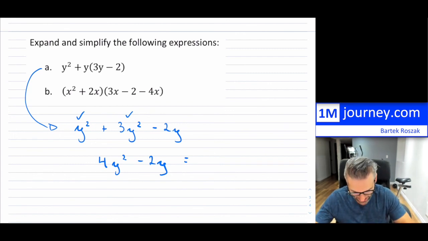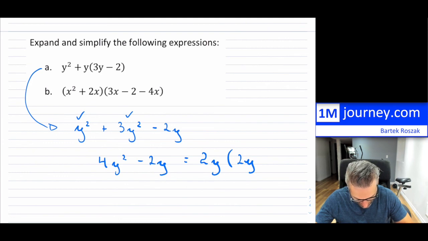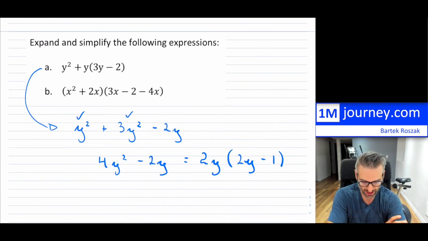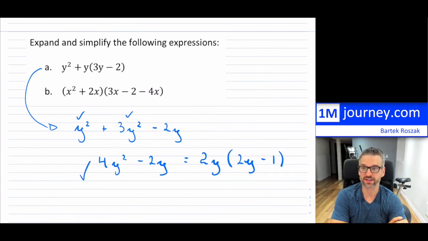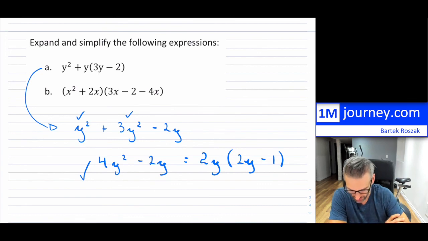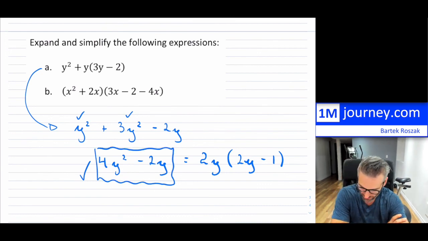It doesn't tell us to factor this at all, just says simplify, so we can leave it like that. But in case you want to, you can take the 2y out of here, and that's going to give me 2y right there, and then minus 1, and that's what you would have if it needed to be factored. But if it's expansion, it's not asking you to factor, it just asks you to expand, so this is good enough. So that would have been for part A. Definitely much simpler than that first example.